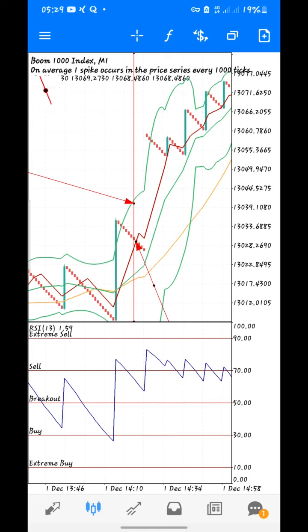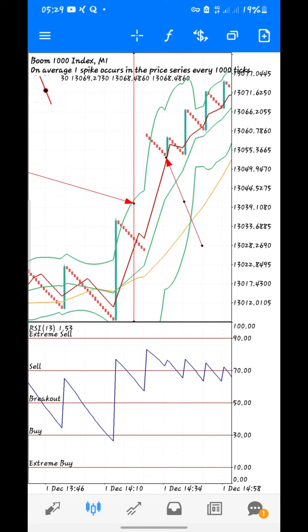Most times, the spike can actually occur somewhere here. Look where I'm pointing my arrow. But it shouldn't cross this middle Bollinger band. So the spike should occur somewhere between this red moving average and this middle Bollinger band. You can see what happened there. A spike came here.